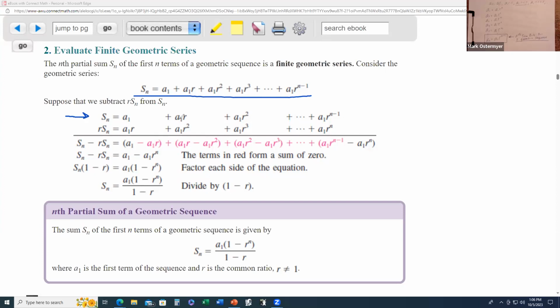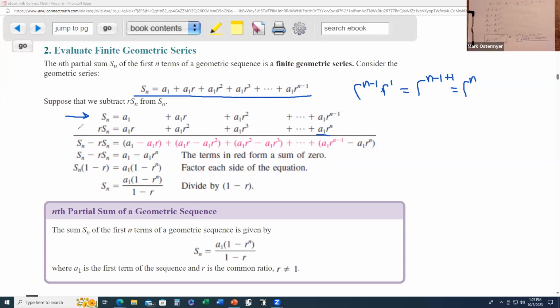A sub 1 times r, a sub 1 r times another r is a sub 1 r squared. A sub 1 r squared times another r is a sub 1 r cubed. A sub 1 times r to the n minus 1 power, when you multiply by r, what do we get? Well, when you multiply like bases, we add exponents. So this is going to be r to the n minus 1 plus 1 power, which is going to be r to the what? Nth power. Okay, last term.